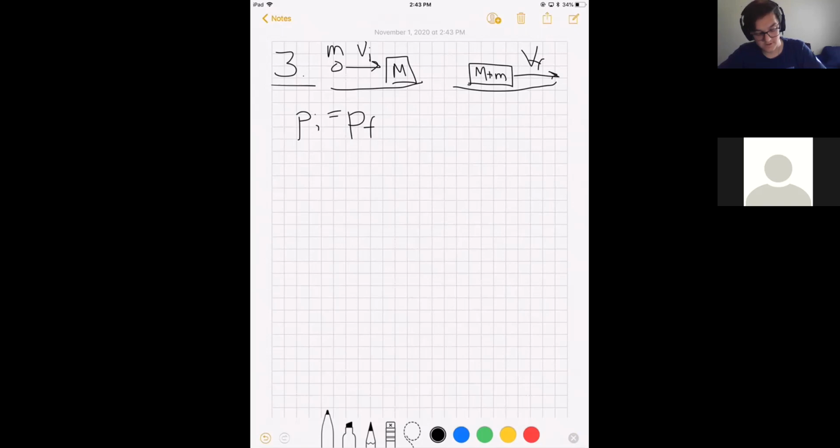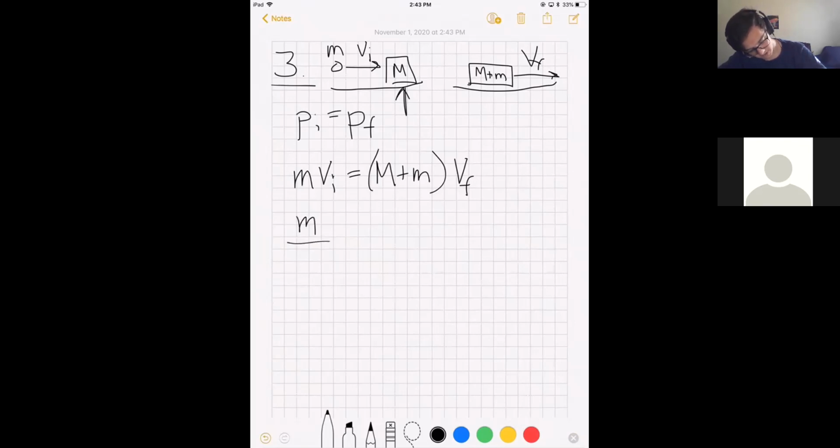So let's write down the definition of what momentum is. Initial momentum: this block right here has no momentum because it's not moving, so we're going to implicitly say that it's 0. So little m times VI is going to be equal to our final momentum, which is the sum of these two masses times VF. That's not an upside down A, that's VF. We're trying to figure out what VF is, so we just divide by the M plus m over. We get little m divided by big M plus little m, times VI, is equal to VF.